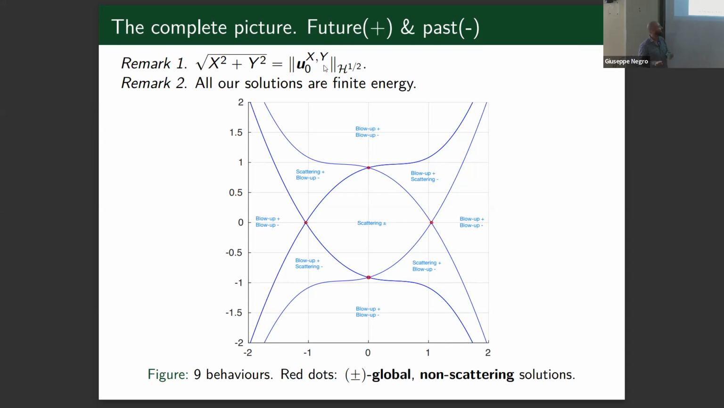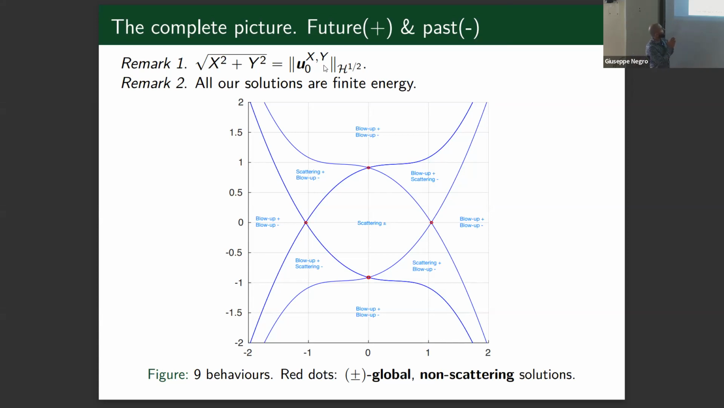Thank you very much. So the distance from the origin here is exactly the norm in the critical space. So what is this picture? The way I like to think about it is the following. We understood that the right space for initial data is the scaling critical Sobolev space, H^{1/2}, a Hilbert space. That's a huge space.